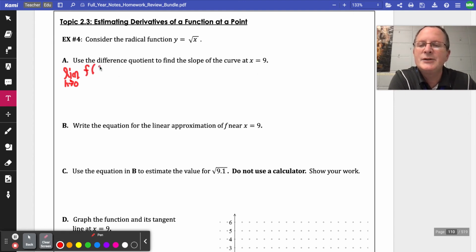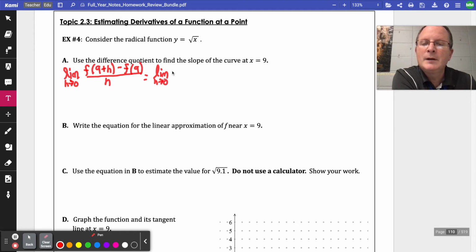So this will be 9 plus h minus f of 9, all divided by h. There you go. So this will be the limit as h approaches 0 of the square root of 9 plus h minus 3, square root of 9, divided by h.